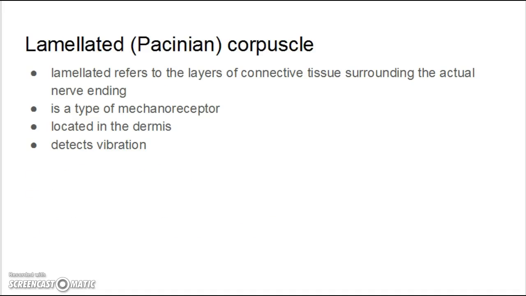For nerve endings and receptors, we're going to be looking at a Pacinian or laminated corpuscle. The fact that it has the word laminated refers to the fact that there are several different layers of connective tissue surrounding the actual nerve ending. If you remember in bone tissue, they are lamella, or the layers. So laminated just means layers of connective tissue. This is a type of mechanoreceptor, meaning that it is going to respond to mechanical changes in the skin, and it is located in the dermis portion of the skin, and it is responsible for detecting vibration.